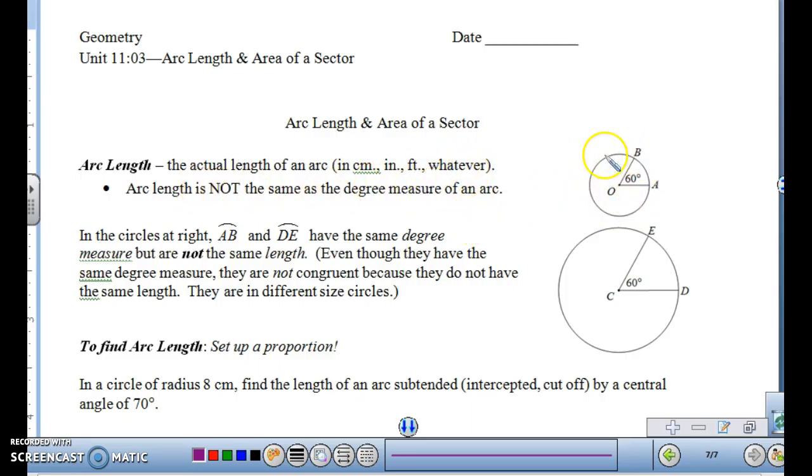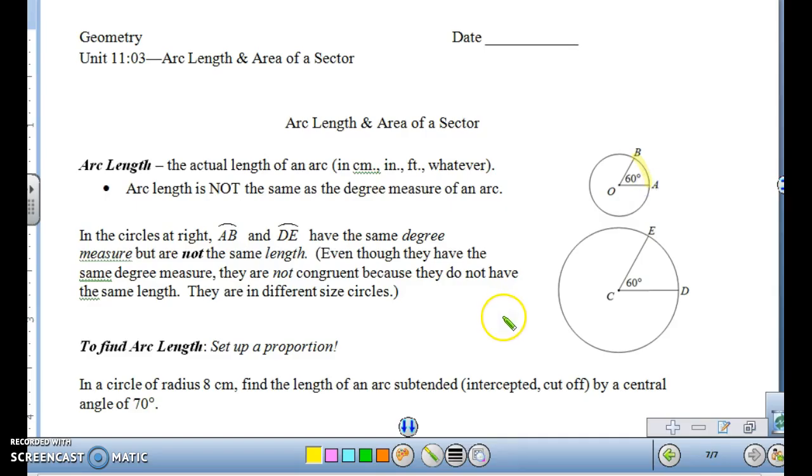So if I'm looking at this circle right here, AB is an arc. That right there is an arc. If I wanted to find the length of the arc, I'm looking at the distance from A to B. The degree measure of the arc is the central angle that the arc makes. So 60 is the degree measure of the arc, and AB is the arc length.